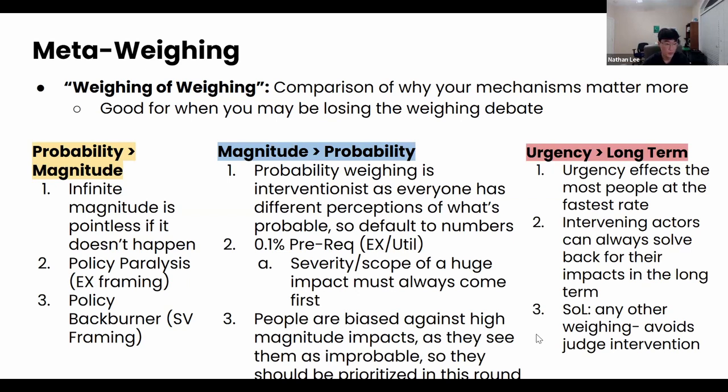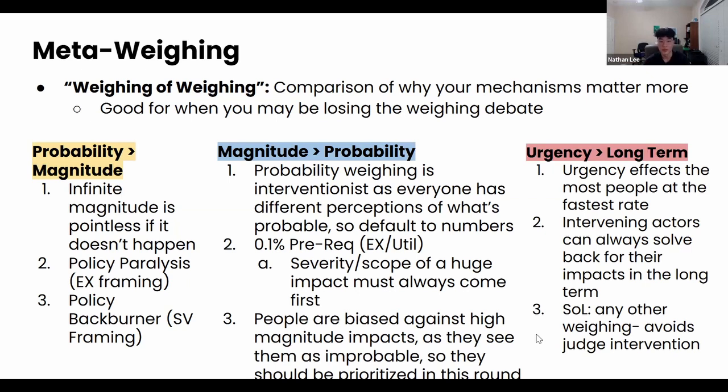And here's some examples. So first is probability over magnitude. This is a standard SV versus extinction situation. So infinite magnitude, for example, is pointless if it doesn't happen. A second argument is policy paralysis, which we'll talk about under extinction framing. It basically means that if we're so focused on huge impacts like nuclear war, we're never going to solve for the real probable impacts like structural violence that are happening right now. And third is this argument that because of this, SV impacts or really probable impacts are always put on the back burner because we assume someone else is going to solve for them.